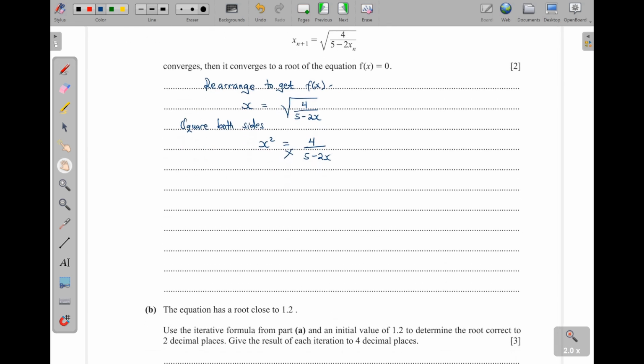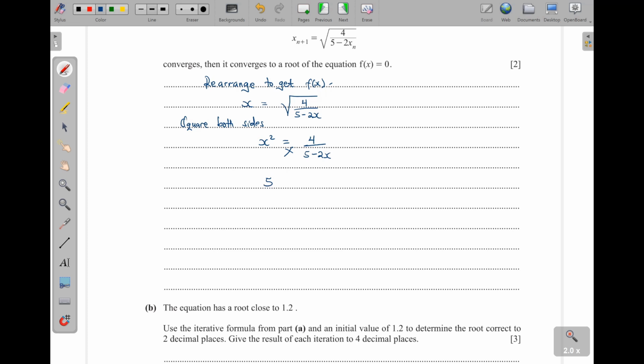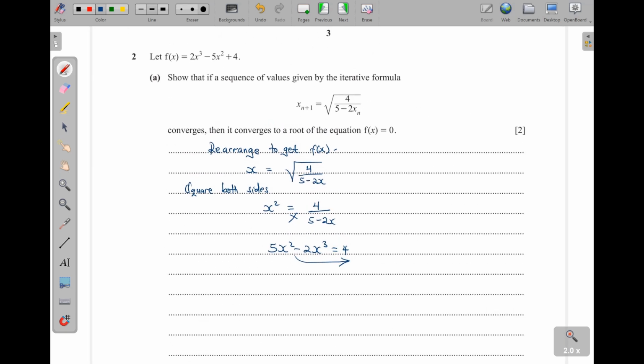Then when we cross multiply, we shall get 5x squared minus 2x cubed, which is equal to 4. If I take everything to the other side, because I can see that the 2x cubed here is positive, this simply implies that we shall have 2x cubed. Then the 5x squared is going to be a minus when it crosses. Then you find the 4 there, which is positive, is equal to 0. And this one is what we are looking for.